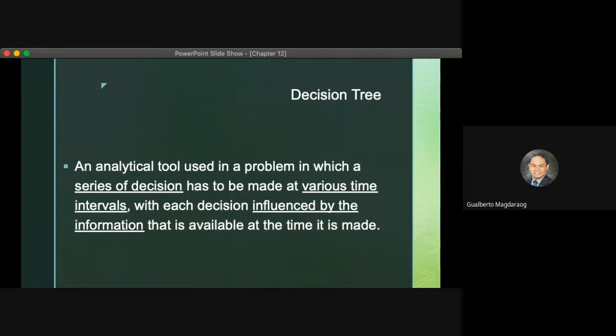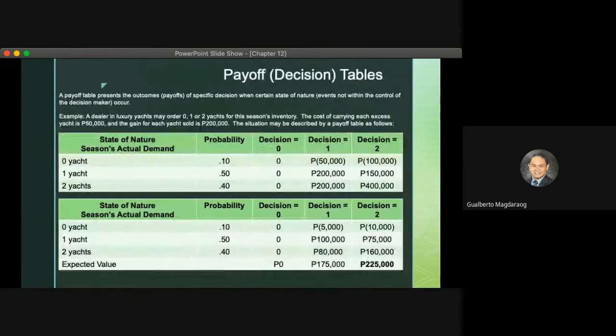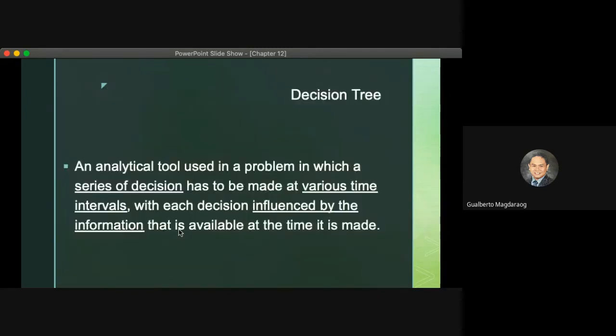And each state of nature, we have to compute for each expected value. Okay, balikan natin tong illustration on payoff table. So here we have learned that each state of nature, meron siyang expected value. 160, 75, negative 10. So the same concept will be applied in decision tree, that each state of nature must have its expected value for us to be able to determine or make a decision by comparing the expected values.